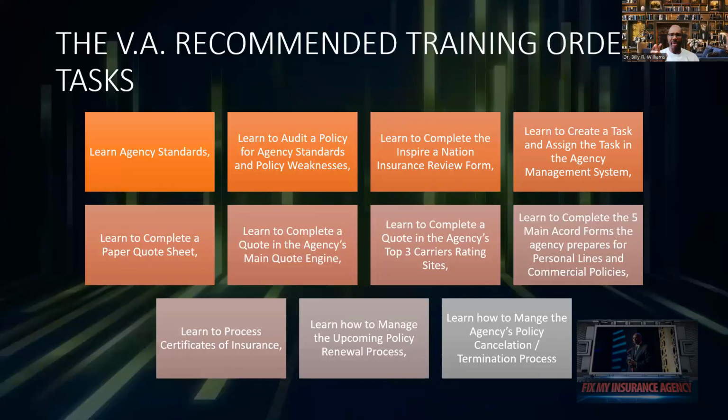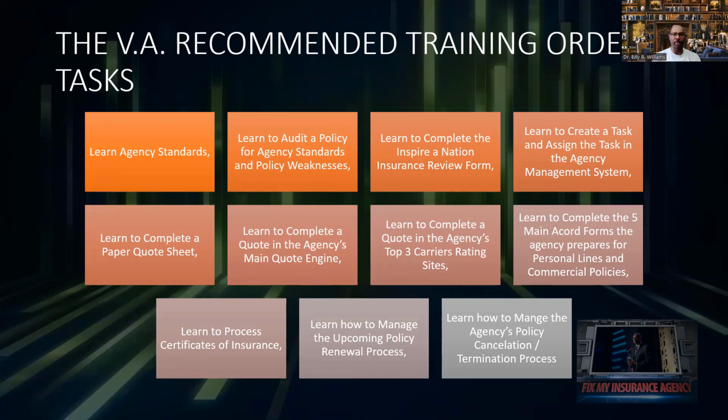So this is what we recommend. We have 11 or 12 different things that we train our VA to do, and we have a very specific order that we train them in. First, we learn agency standards. Then we teach them how to audit a policy for agency standards and policy weaknesses. Then we teach them how to complete the insurance review form. If you're an Inspire Nation member, you know what I'm talking about, the Inspire Nation insurance review form. Then we teach them how to create a task and assign that task in the agency management system.